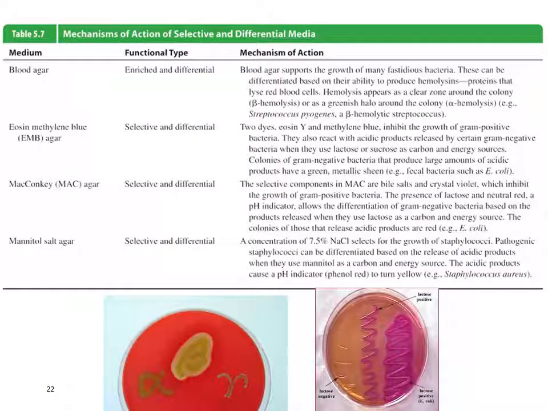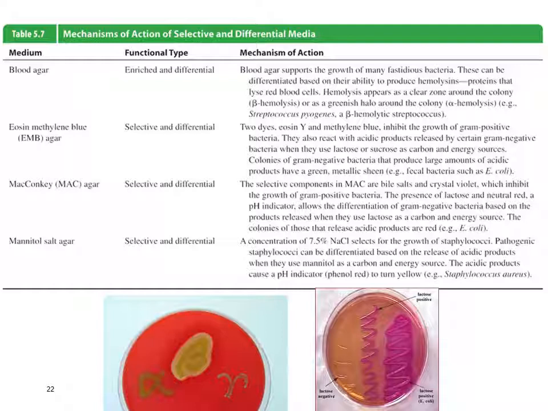Now let's look at two examples of nutrient media and their mechanisms of action. Starting at the top, blood agar. Blood agar supports the growth of many fastidious bacteria. These can be differentiated based on their ability to produce hemolysins. These are proteins that lyse red blood cells. Have a look at the blood agar plate at the bottom left of screen.